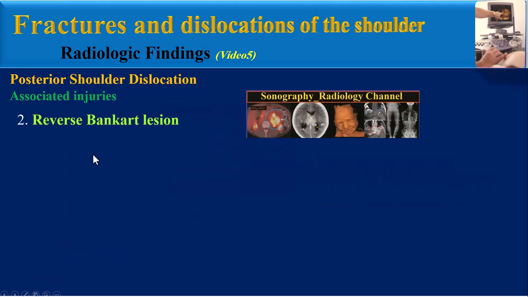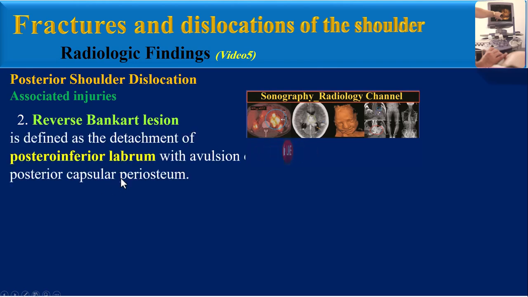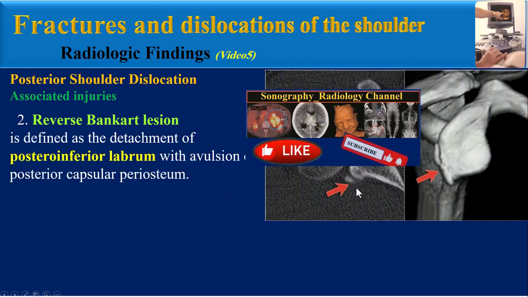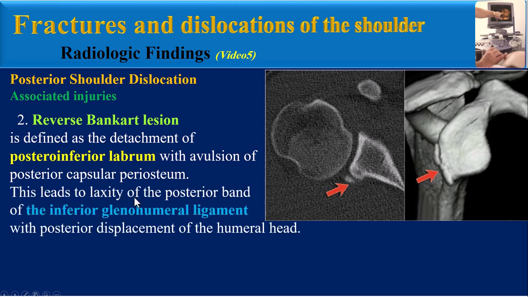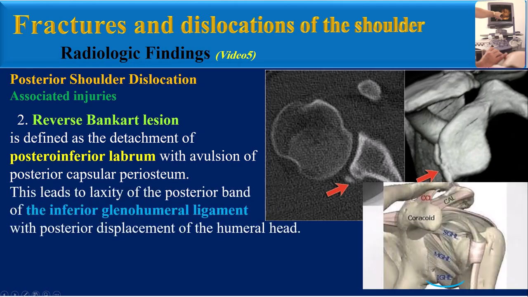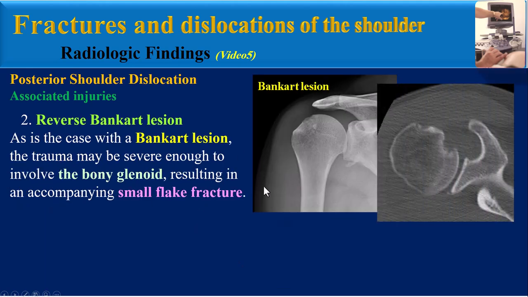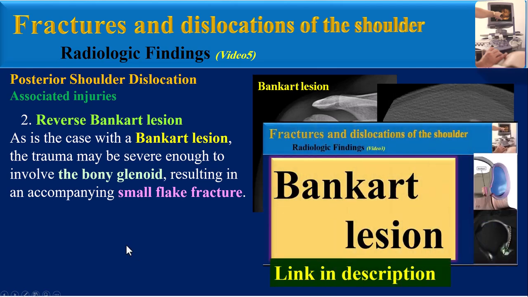Another associated injury is the reverse Bankart lesion. It is defined as detachment of the posterior inferior labrum with avulsion of the posterior capsular periosteum. This lesion leads to laxity of the posterior band of the inferior glenohumeral ligament with posterior displacement of the humeral head. As in the case of the Bankart lesion, the trauma may be severe enough to involve the bony glenoid, resulting in an accompanying small flake fracture. You can find a full explanation about Bankart lesion in this video.